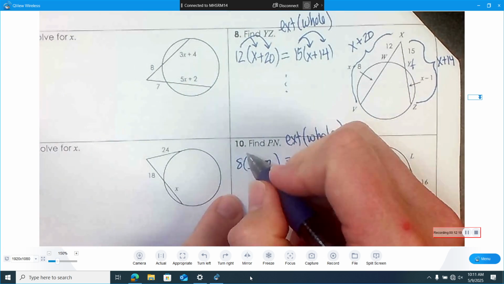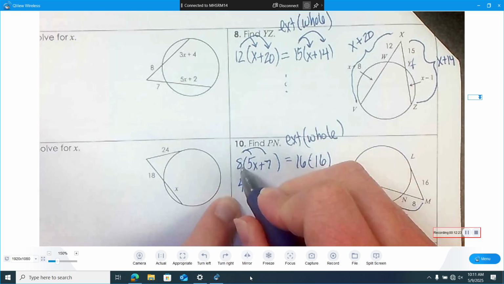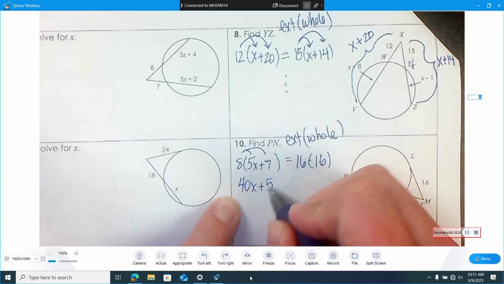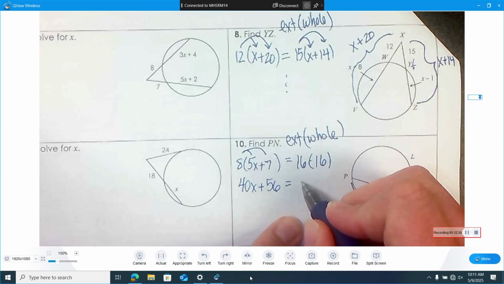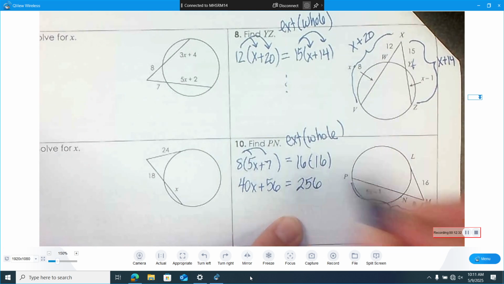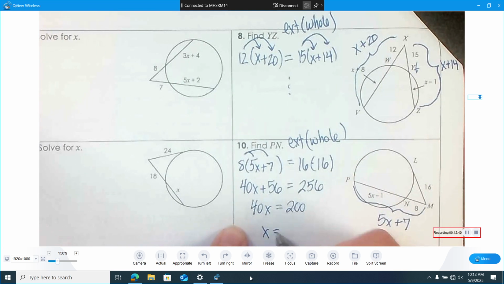And so I'm going to just go ahead and distribute. We're going to get 40x. What's 8 times 7? 56. Good, just making sure. 16 times 16? 256. Very good. Oh, hey, this is easy. Let's subtract 56. What do we get? 200. Hey, how about that? And then divide by 40, we get?